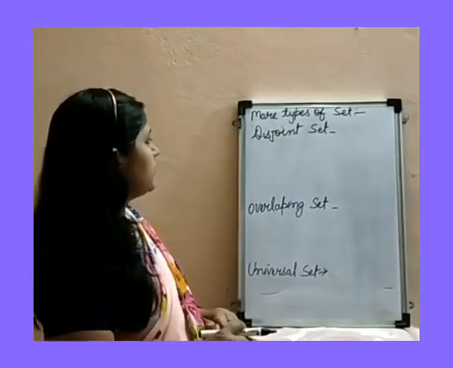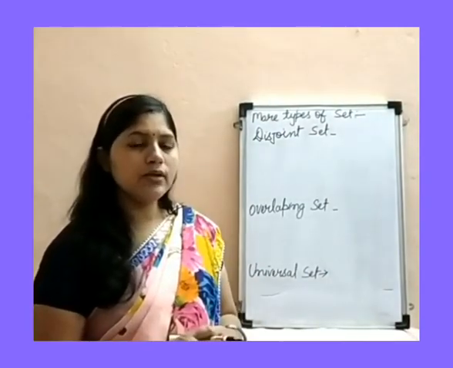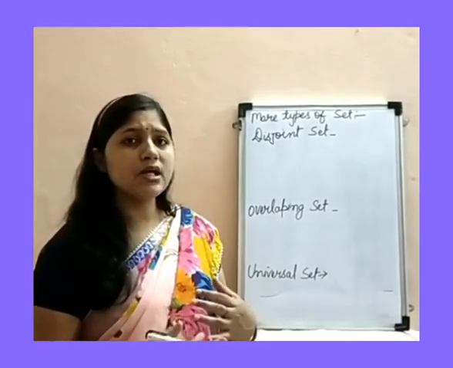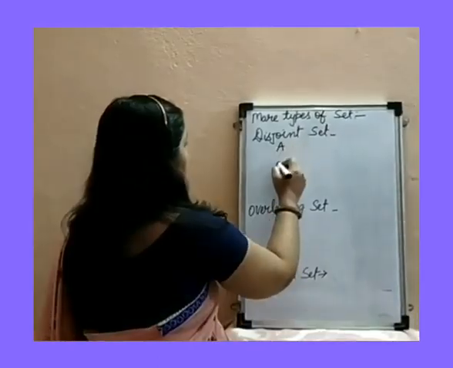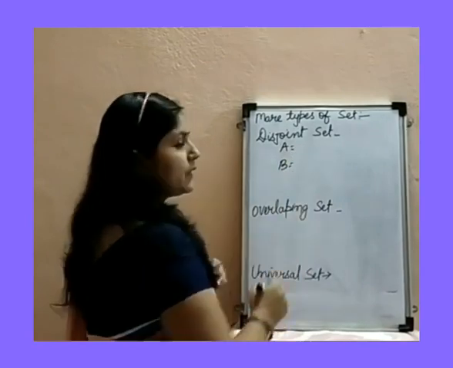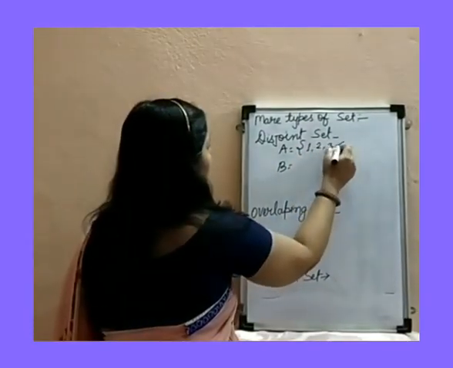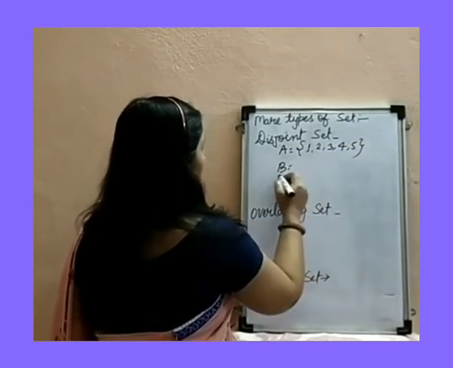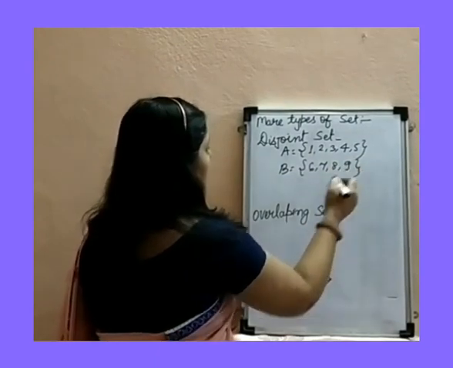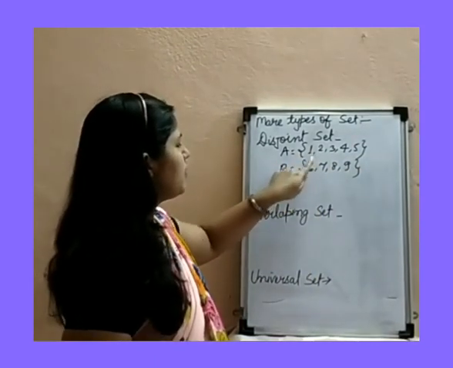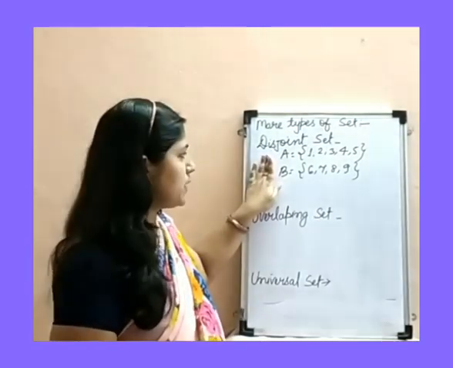What is a disjoint set? Two sets are there, and their elements are not common. Set A, for example, set A and set B. Their elements are 1, 2, 3, 4, 5, and B set 6, 7, 8, 9. So if there is not any common element between A and B, these are called disjoint sets.